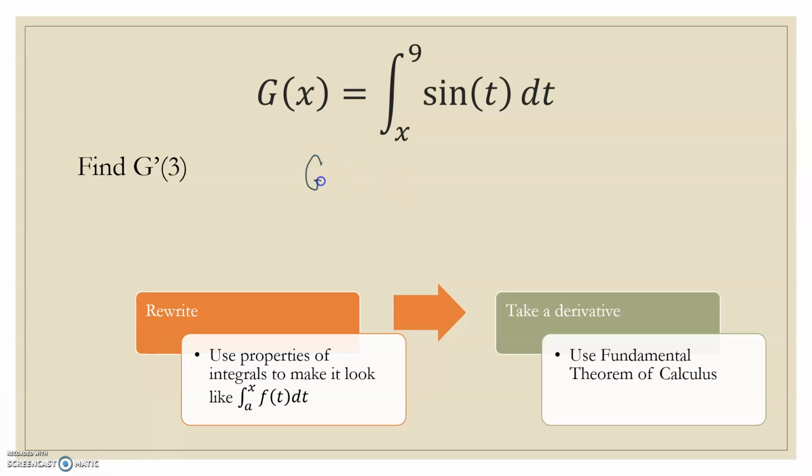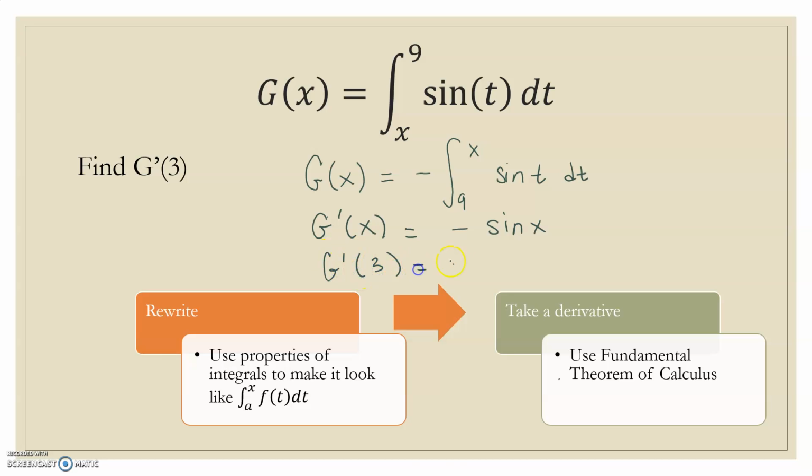We can rewrite g of x a little bit. So g of x is equal to negative the integral from 9 to x of sine of t dt. And so now it looks like what we're used to seeing. So now we can use the fundamental theorem of calculus. So g prime would be negative sine of x, and then g prime of 3 would be negative sine of 3. I don't know what that is, so I'm just going to stop.